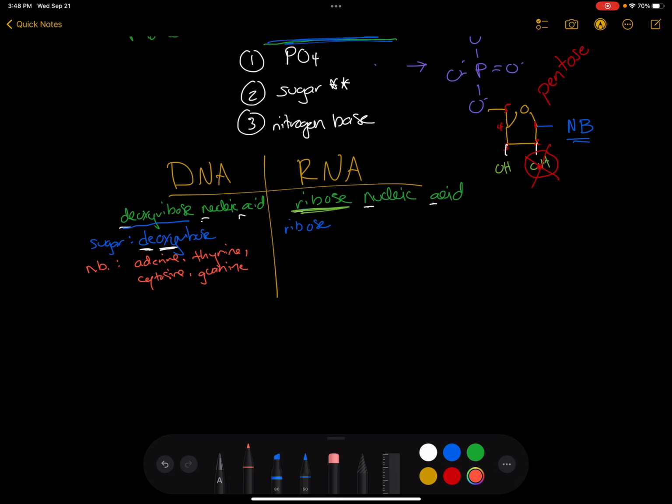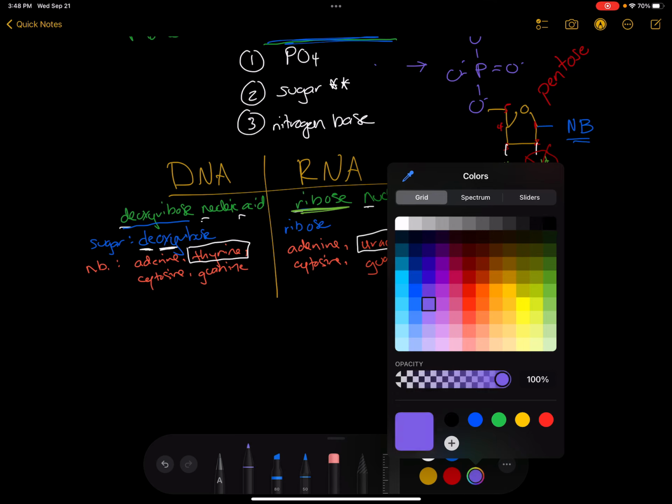And then in RNA, the nitrogen bases are adenine, uracil, cytosine, and guanine. And so if we look at this list, we can see where the difference is. DNA has a thymine and RNA has a uracil. And so that's where those are different in their nitrogen bases. Now, nitrogen bases, little segue, we need to talk about them.